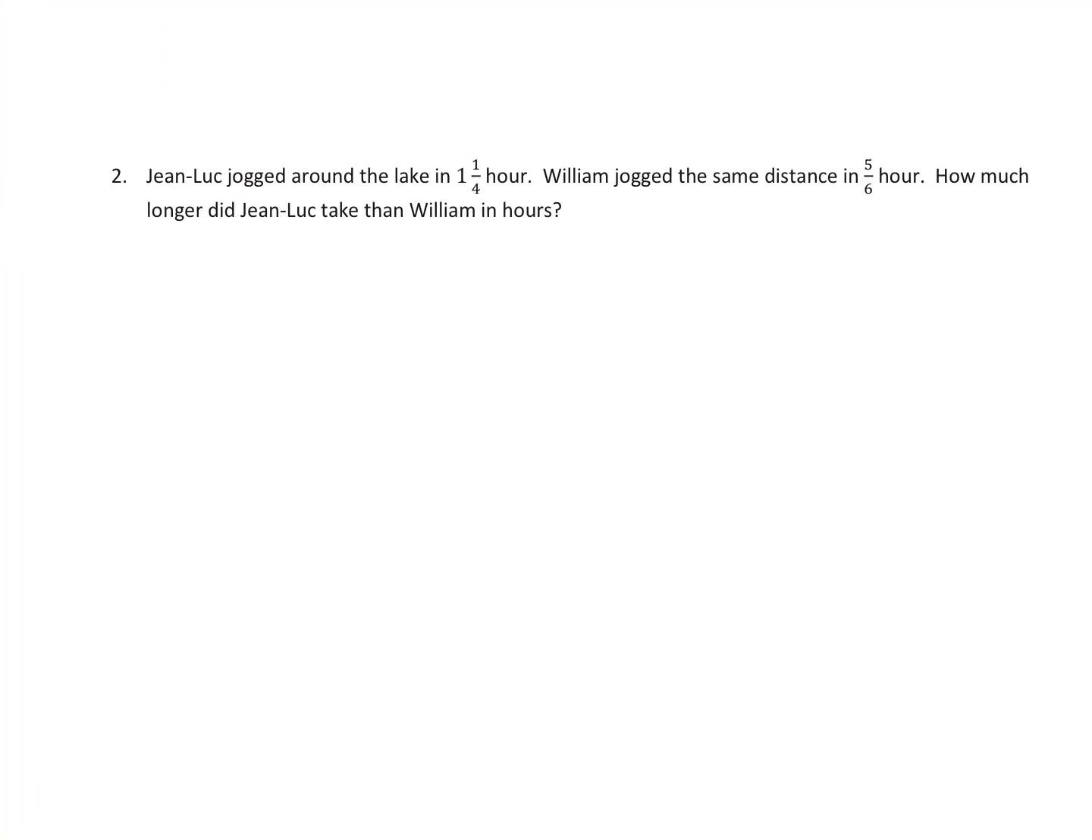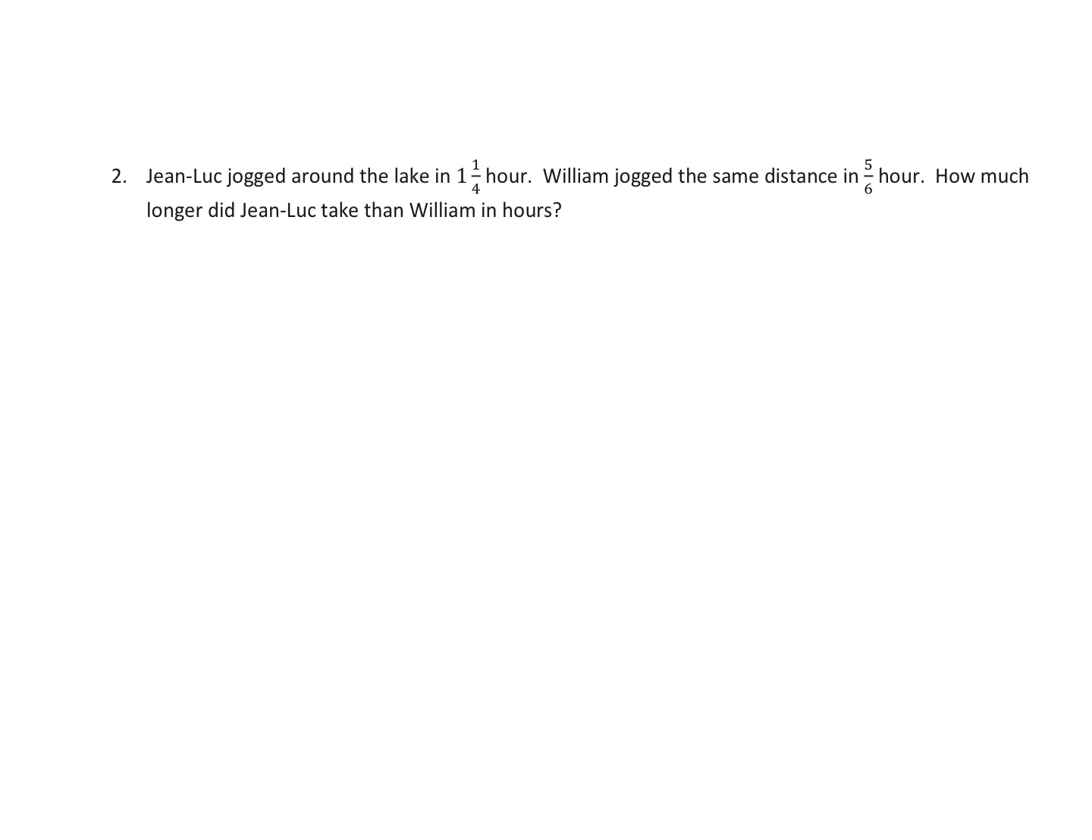Jean-Luc jogged around the lake in 1 1/4 hours. William jogged the same distance in 5/6 of an hour. How much longer did Jean-Luc take than William in hours? We know that Jean-Luc took longer, right? 1 1/4 hours and 5/6 of an hour, and we want to find out the difference.